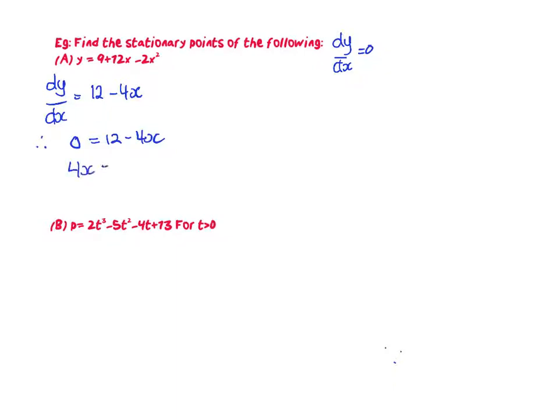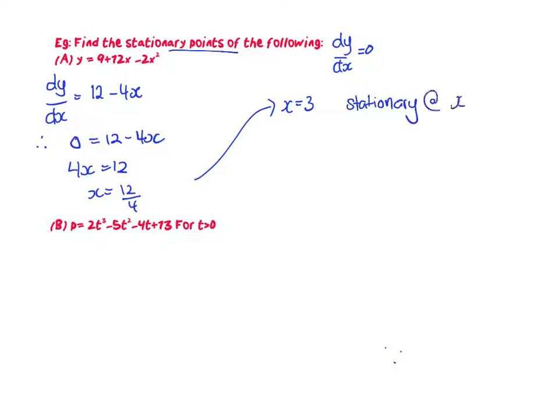Then we solve for x. So I might have 4x equals 12, x equals 12 divided by 4, so we get x equals 3. So the graph is stationary at x equals 3. Now because they said find the stationary point, we need the y value as well. So we know it's stationary at x equals 3, so we're going to sub x equals 3 into the original formula to get the y value.